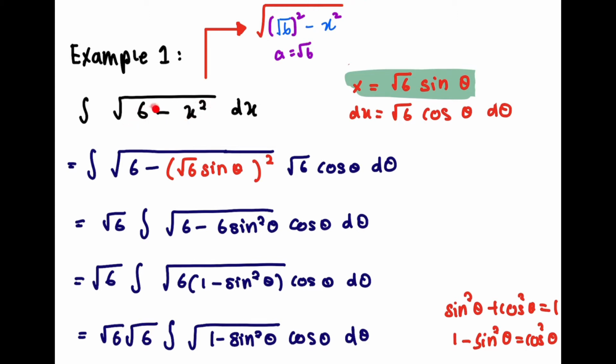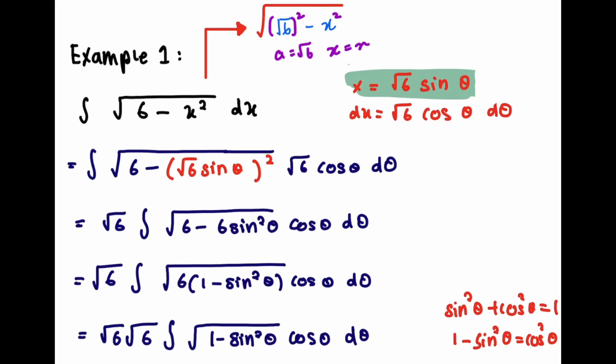So let's adjust this 6 here. This is just 6 squared minus x squared. So your a here is now equal to 6. And your variable x is just equal to your variable x. Now let's use the formula. Let's substitute x equal to a sine theta because this is associated with the equation of sine. x is equal to 6 sine theta.